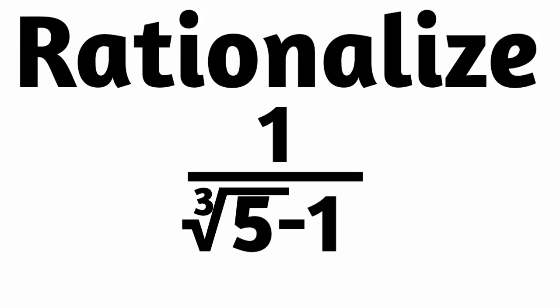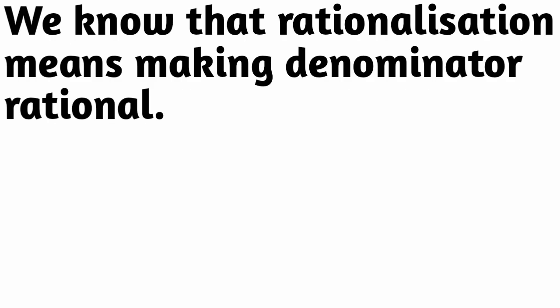In this video, we will analyze a very nice question, which is 1 divided by the cube root of 5 minus 1. This question will not be easily solved using the technique of rationalization and the formula (a plus b) into (a minus b), because here the 5 is under a cube root, so we have to use some other technique. We also know that rationalization means making the denominator rational.